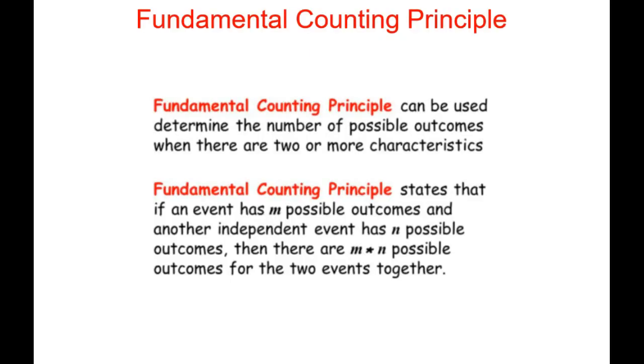First, we're going to discuss the fundamental counting principle, which we can use to determine the total number of possible outcomes when there are two or more different events occurring. The fundamental counting principle states that if an event has m possible outcomes and another independent event has n possible outcomes, then to calculate the total number of possibilities or outcomes, we multiply m times n to get the total number of possibilities.